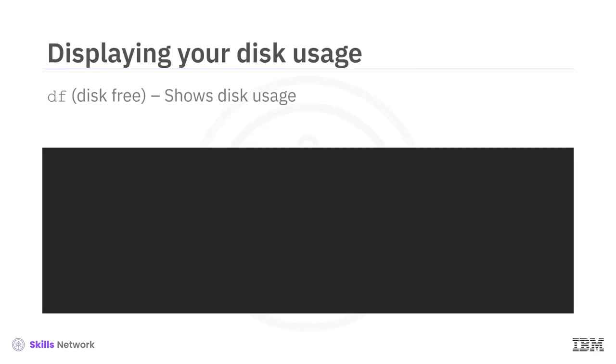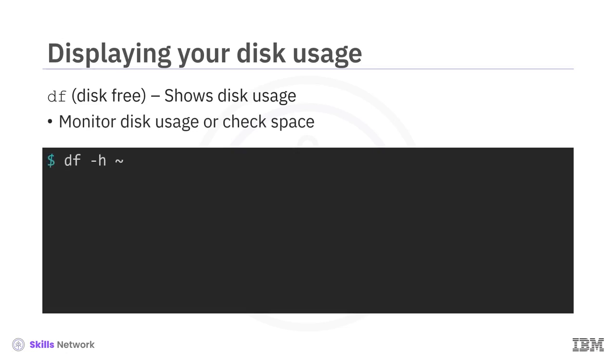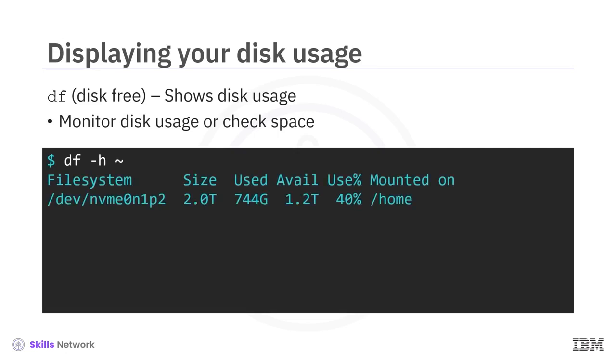You can use the df or disk-free command to display your system's disk usage. It can be useful in situations where you need to monitor disk usage or check the available space on a particular file system. For example, entering df -h ~ displays the following table, which is specific to your home directory, represented by the tilde symbol. In this table, you can see all the disks mounted on your home directory.